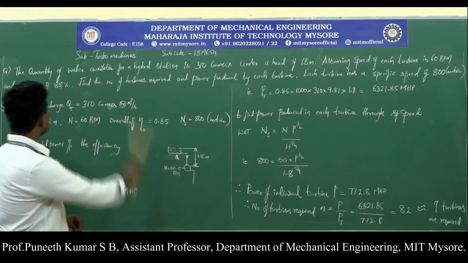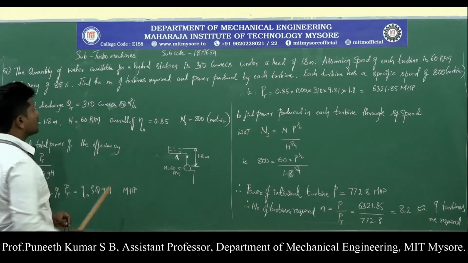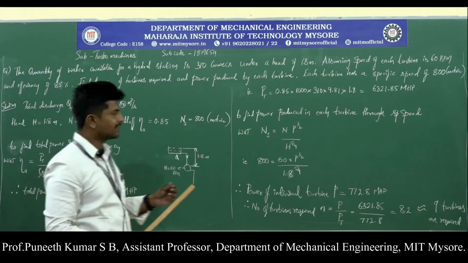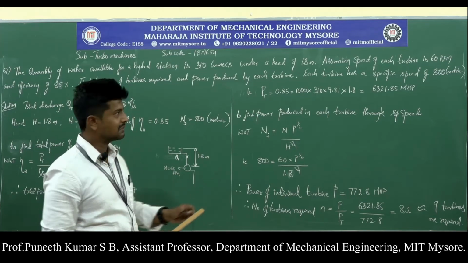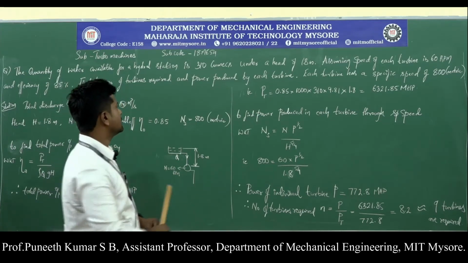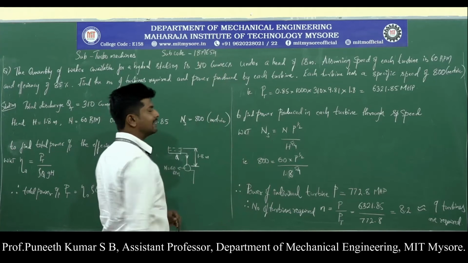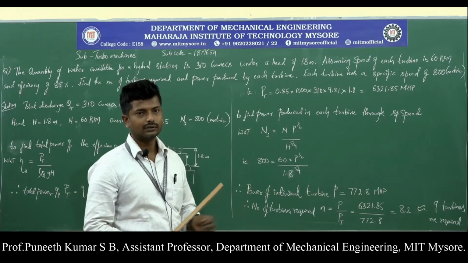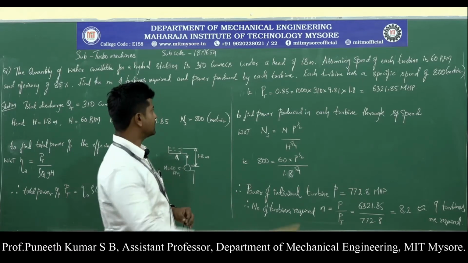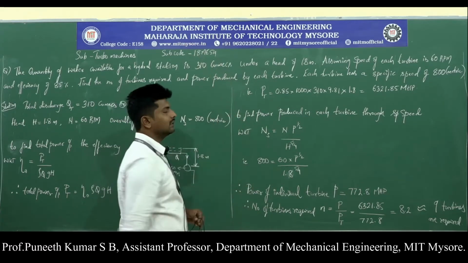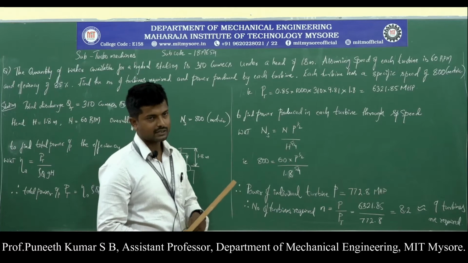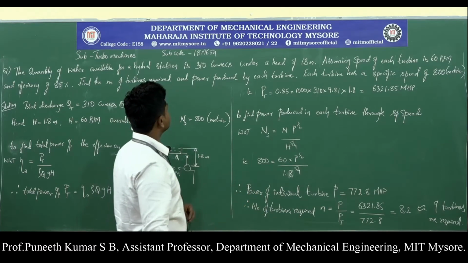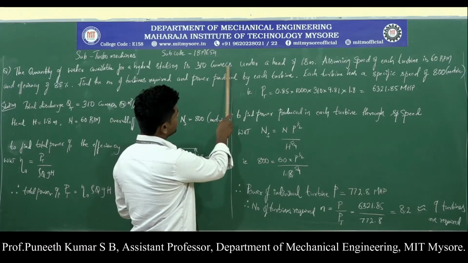First, reading the problem: the quantity of water available for a hydro station is 310 cumecs. Here cumecs is another name given instead of meter cube per second. So you need not get worried just because of seeing cumecs. It is just an alternate name for meter cube per second. You can see here, cubic meter per second.